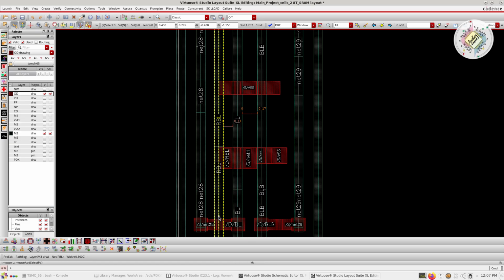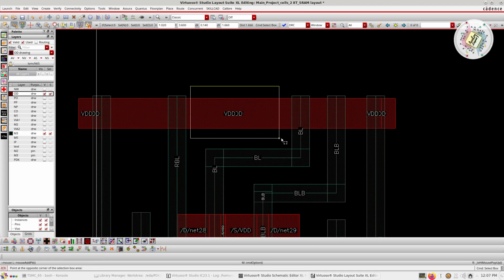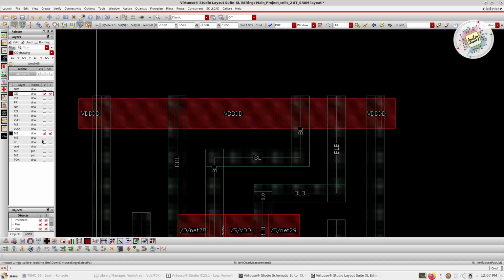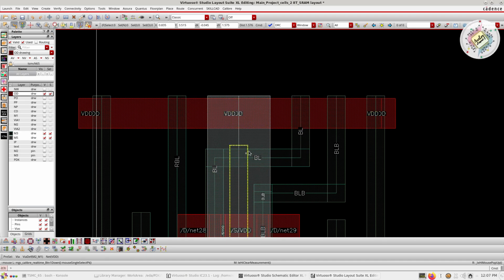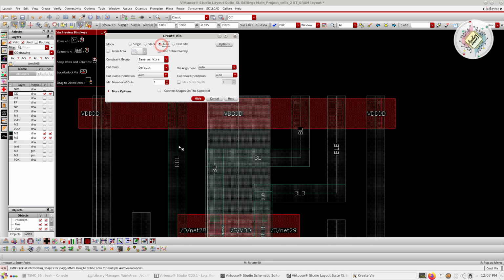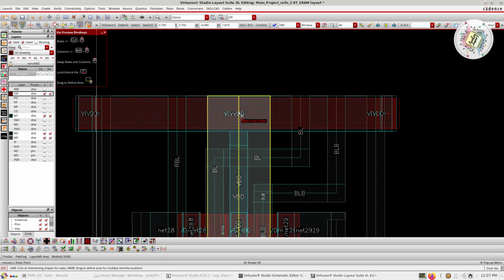Then one more important thing which I wanted to show you: I told you that this place I have reserved for my power routing. Now I'll explain how I'm going to utilize the power. See, my M5 metal is already routed here, okay. This I'm going to use for power. But if I add some via here, for example, if I create some auto via and add some via here, I already told you minimum 2 vias are needed.